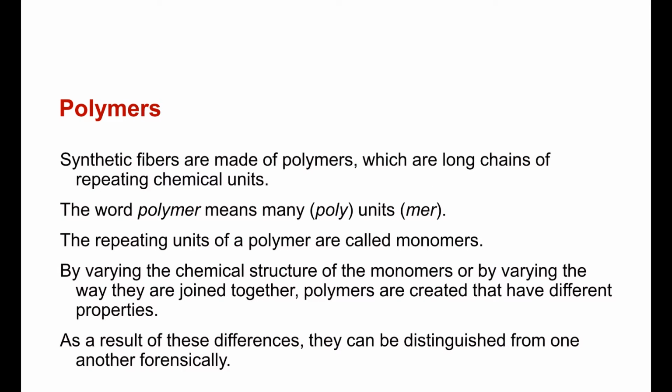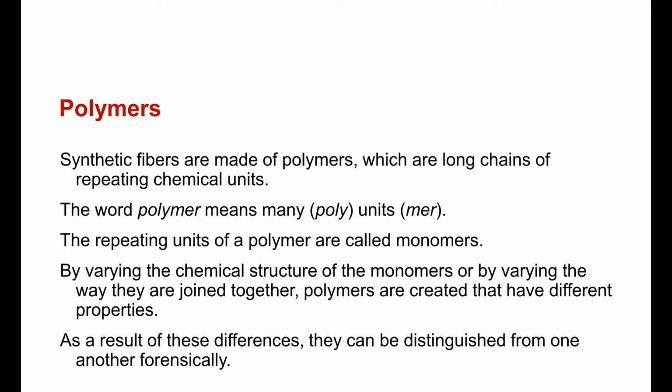Okay, so let's go back to synthetic fibers for a quick second. Synthetic fibers are made up of units called polymers, and they're just long chains of the same chemical unit repeated over and over again. The word polymer literally means many units. Poly means many, as you know, and mer means unit or piece. So they're made up of the same type of unit, repeated over and over and over again. We call all of those repeating units monomers.